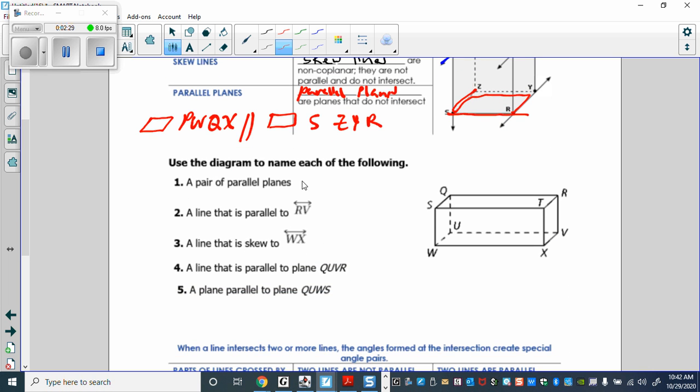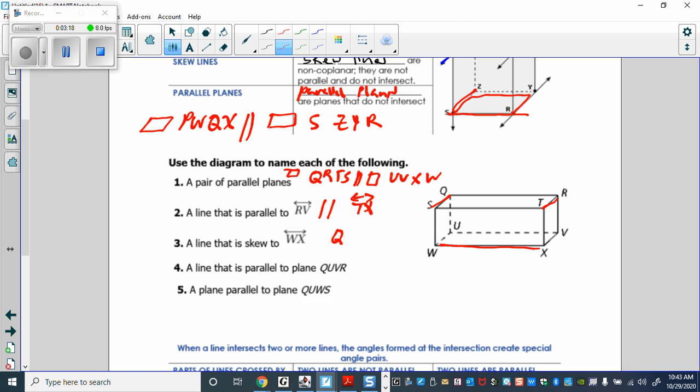So using the diagram, we're going to name some parallel planes. I see plane QRTS is parallel to plane UVXW. Similarly, SQUW is parallel to TRVX. A line parallel to RV: RV is parallel to TX, and it's also parallel to QU. A line that's skew to WX could be TR, or we could do QS.